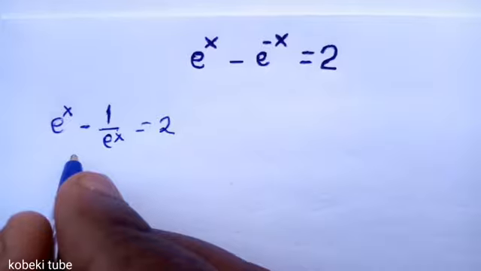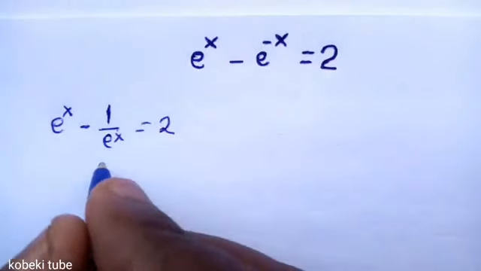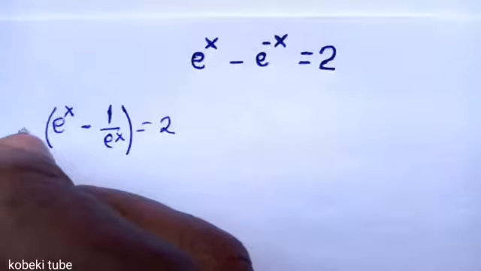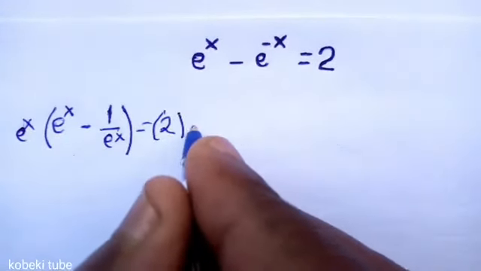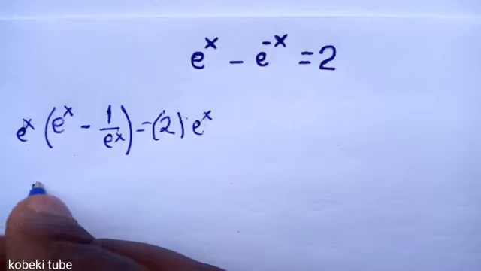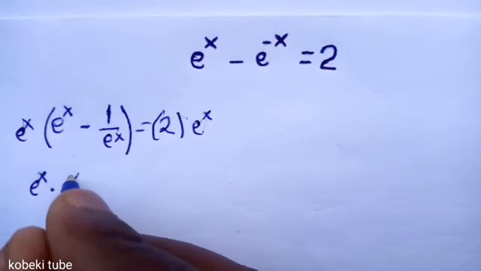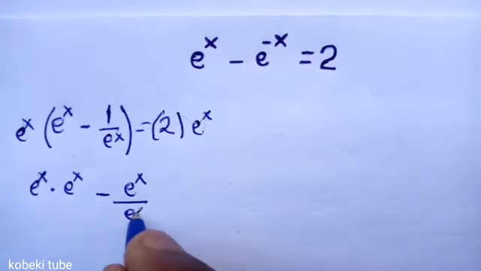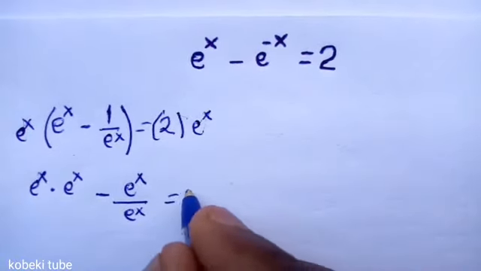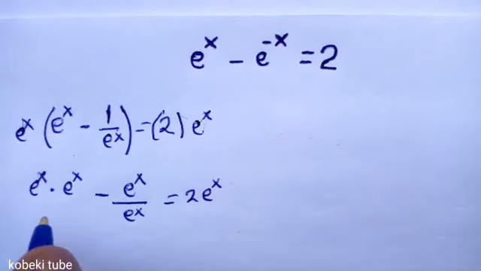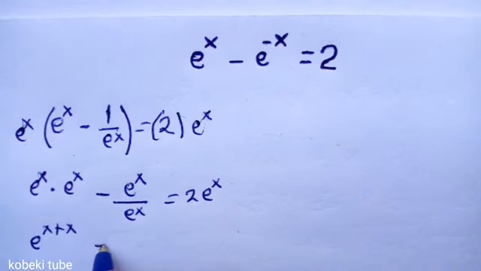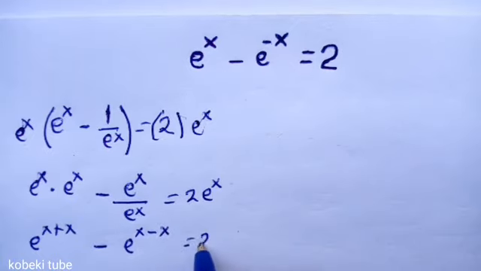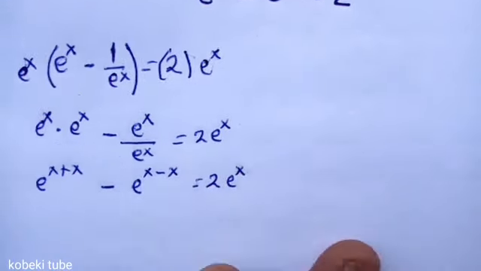Then we multiply both sides by e to the power of x, and then this becomes e to the power of x times e to the power of x minus e to the power of x over e to the power of x, which is equal to 2e to the power of x. Then this becomes e to the power of x plus x minus e to the power of x minus x equals 2e to the power of x.